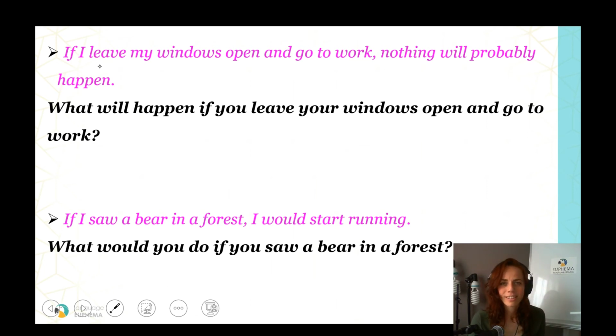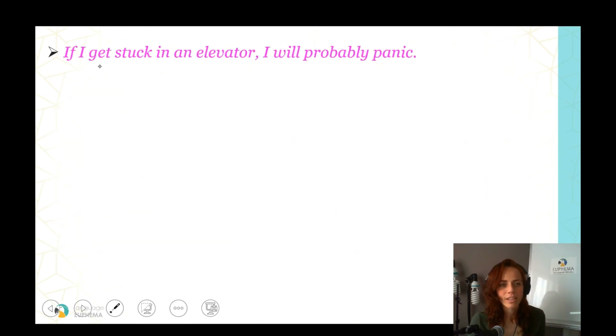Okay, very well. Let's continue with another statement of mine. If I get stuck in an elevator, I will probably panic. Another panicky situation here. Okay, first or second conditional? It's first, that's right. Realistic situation that can possibly happen in the future. If I get stuck in an elevator, if clause with present simple after if. And main clause with will and infinitive. I will panic.